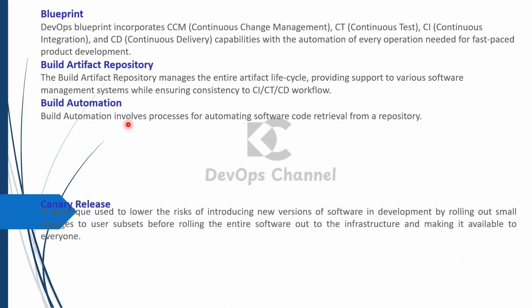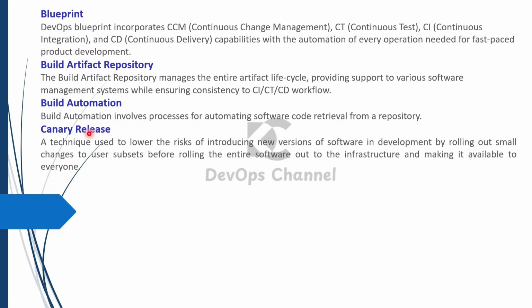Okay. Next one is canary release. So this one is also a frequently asked question. Basically it's a technique used to lower the risk of introducing a new version of software in development by rolling out small changes to a user subset before rolling the entire software out to the infrastructure. So if there is a new version of a software, it will first be released to a set of users, and once it is approved or it receives good feedback, it will then be released to the whole infrastructure. Okay, that's called a canary release.